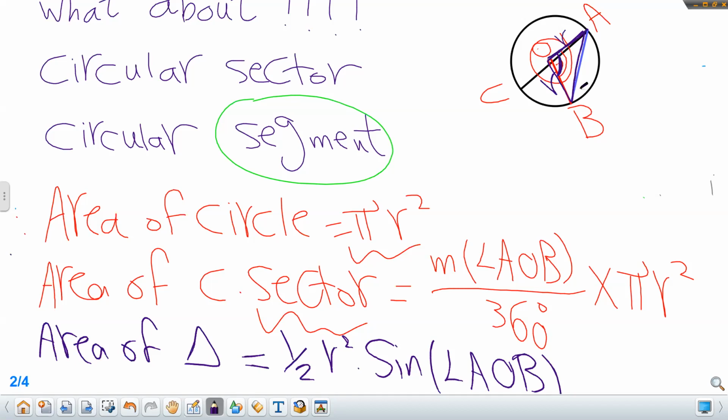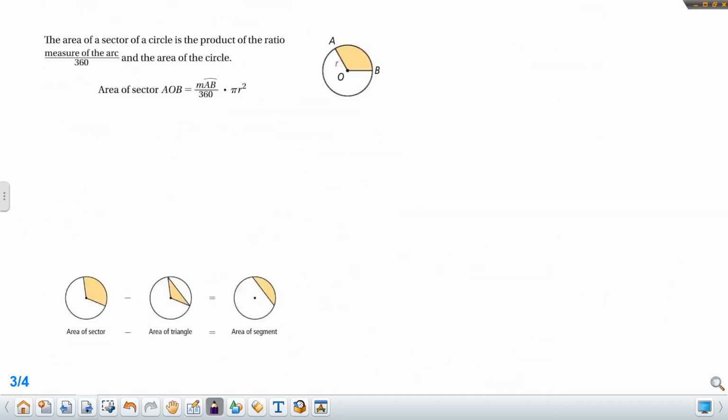And finally, we can say the area of the circular segment equals what? The area of the circular segment equals the area of the sector minus the area of this triangle. Area of the sector minus area of this triangle. Okay, we can see the rules.